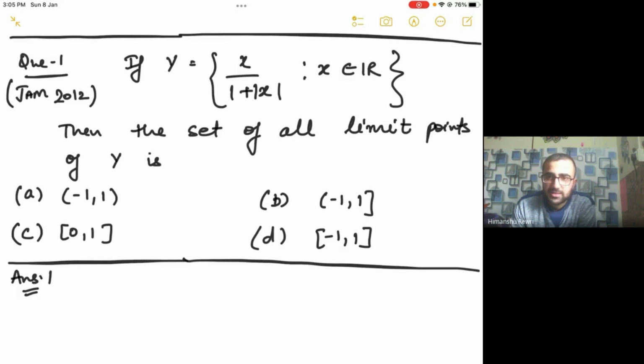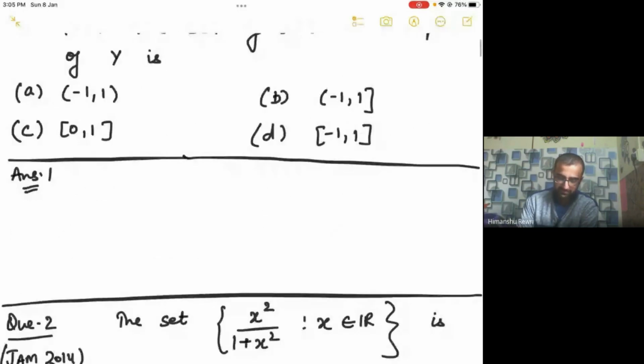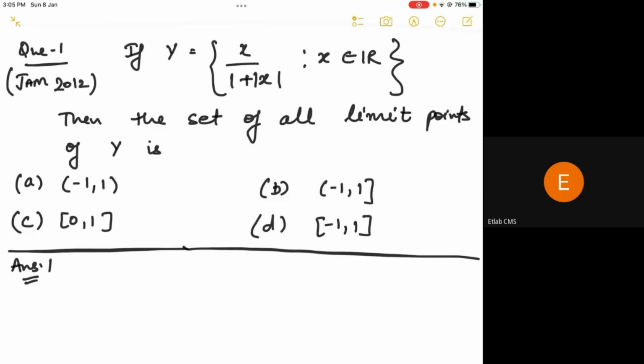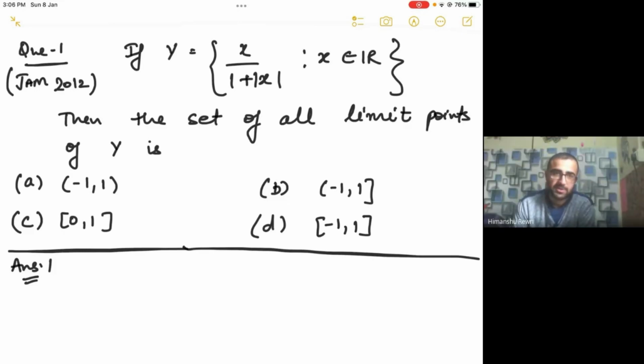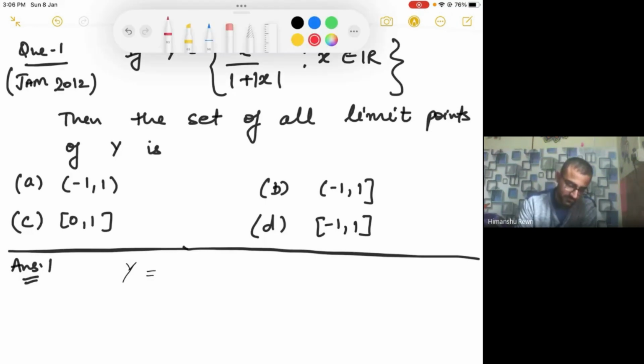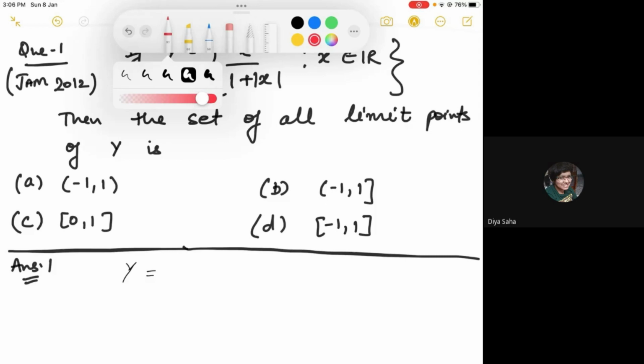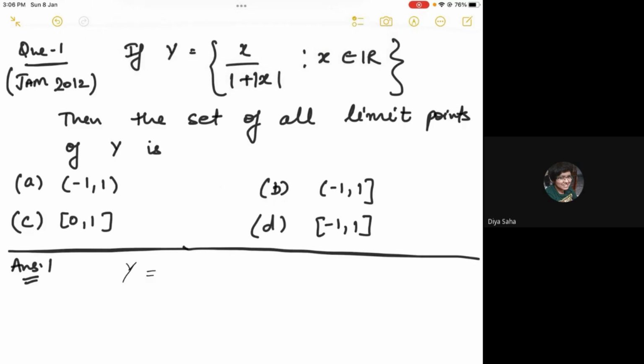Is there anyone who doesn't know the definition of a limit point? Okay, so I'm assuming that everyone knows the definition of a limit point. So how will our set Y look like? Sir, x by 1 plus x for x greater than or equal to 0 and x by 1 minus x for x less than 0.